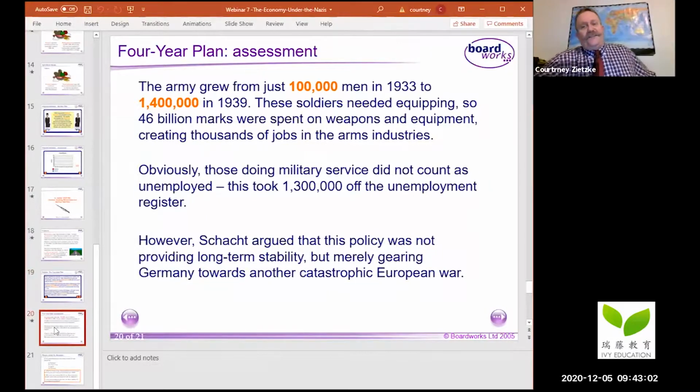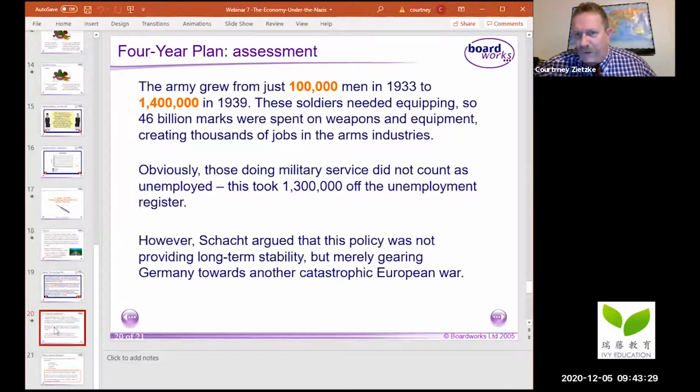Okay, this is one of the most telling slides on this whole presentation, everybody. Take a look at this. The army grew from 100,000 men in 1933, when Hitler became chancellor, to 1.4 million people in 1939. That means that growth, 1,390,000 soldiers were now in the German military.